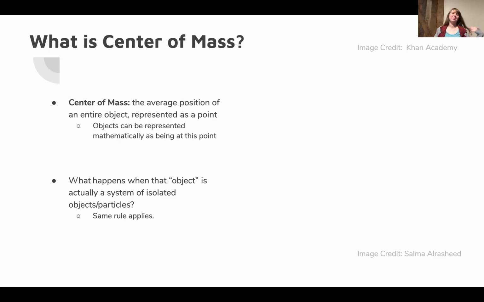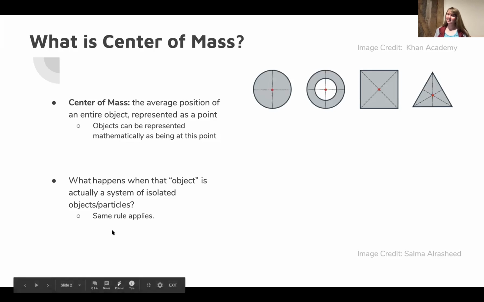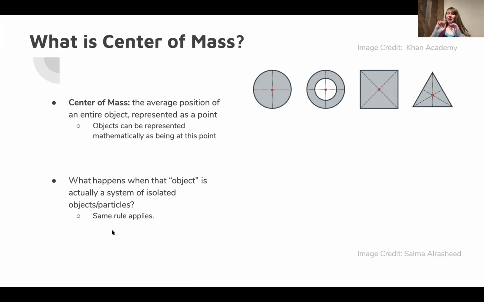That would be awful. But as it turns out, we can represent objects as basically the center of mass. Objects can be represented mathematically as being a point traveling through space. Basically, the center of mass is the average position of an entire object represented by a point. So I don't have to calculate where all of the different parts of Steve go if I throw him in a parabola. I can just calculate Steve's center of mass as he travels through the air. And the shape of the object doesn't matter either. All that matters is the position of the center of gravity or the center of mass of the object. We can represent it as a point source.